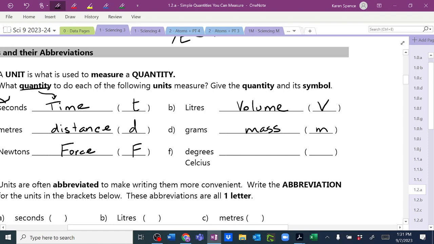And temperature for degrees Celsius? Capital T. Now, it's really nice that we have little shortcuts to write down time, little t, distance, little d, mass, little m. But I don't want to have to write out seconds. Millimeters. Oh, good gracious, that's long.